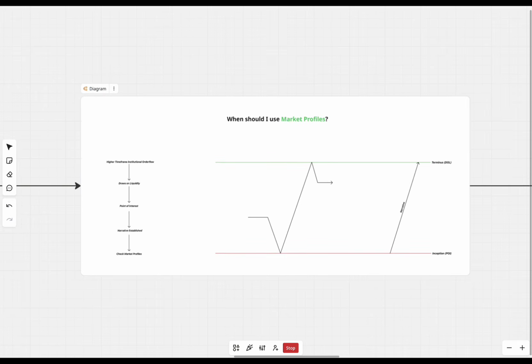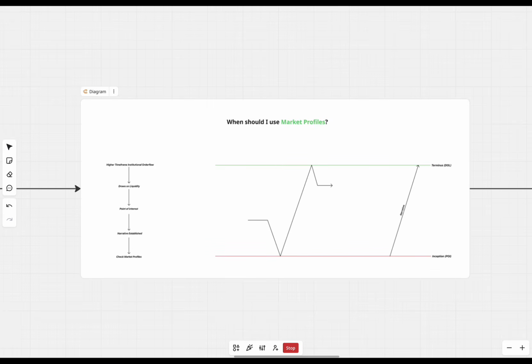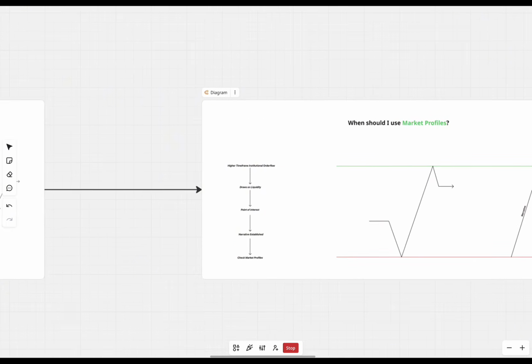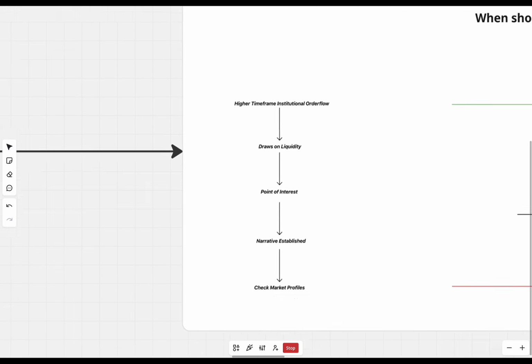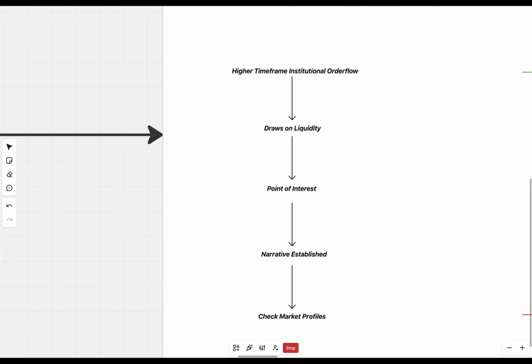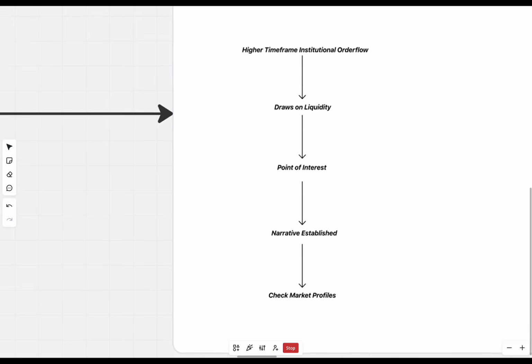Many traders either ignore market profiles completely, or they make the opposite mistake, which is forcing their profile onto the markets. In reality, I believe that every trading protocol should start from the higher time frame narrative. So basically, where is price heading towards? What liquidity is being targeted? And finally, what is our POI?